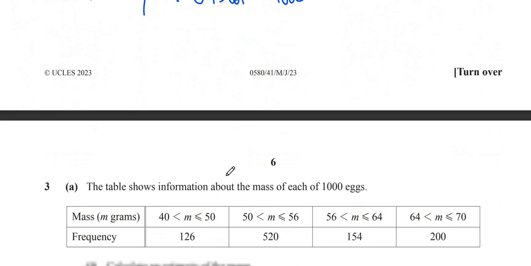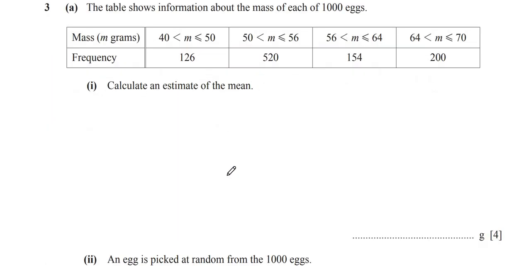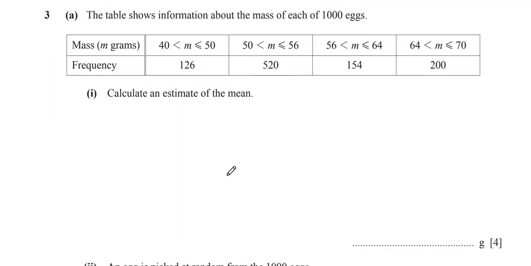Now let's move on to the next one. The table shows information about the mass of each of 1000 eggs. Calculate the estimate of the mean. Now in this question, first of all, you have to find the midpoint. So we will do 40 plus 50 divided by 2, it's 45. 50 and 56, the midpoint is 53. 56 and 64, the midpoint is 60. 64 and 70, the midpoint is 67.